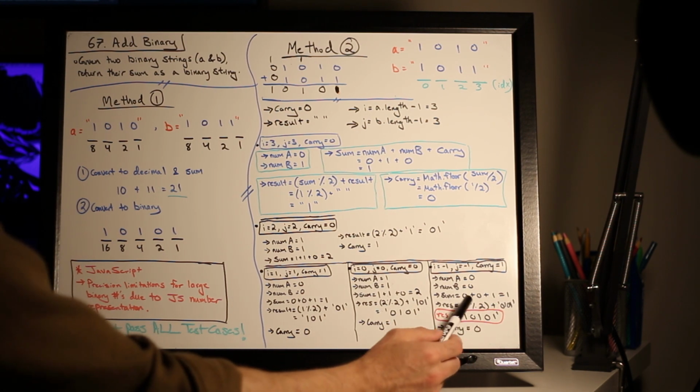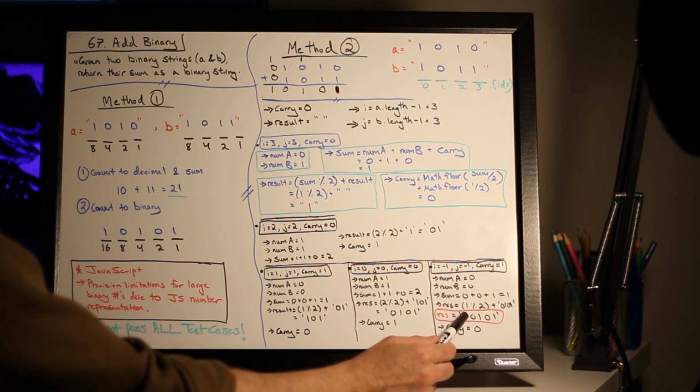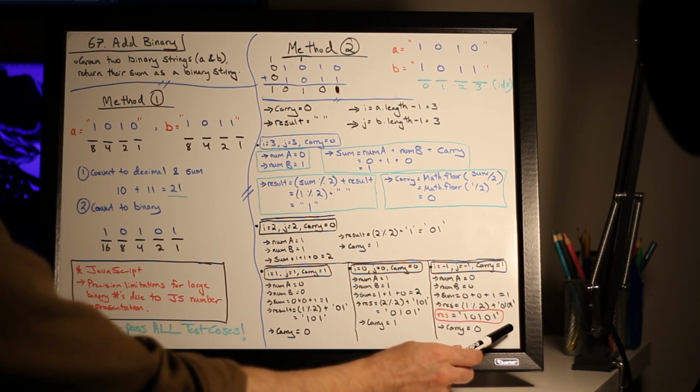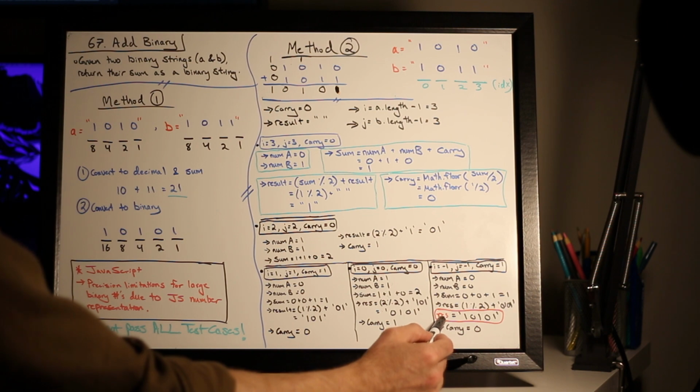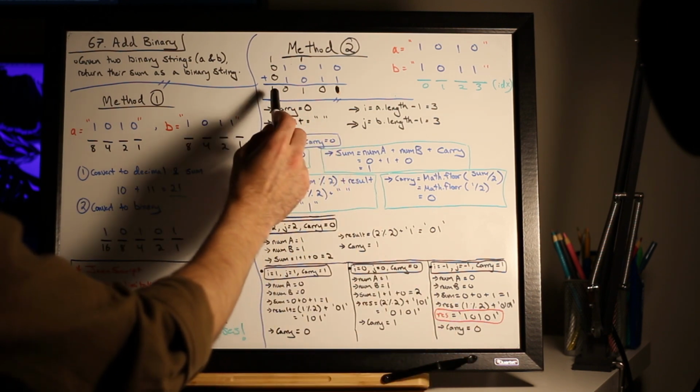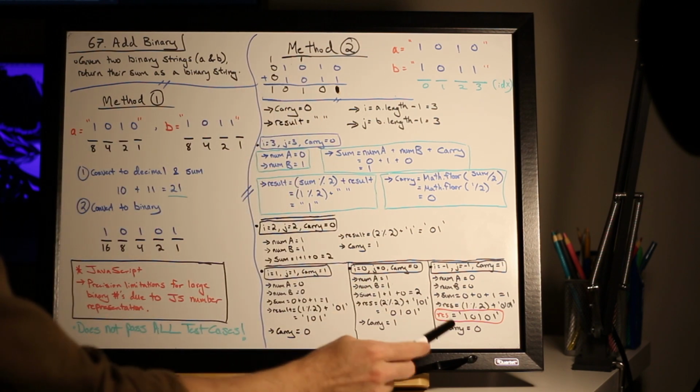So we calculate our sum. Now the result ends up just being 1, 0, 1, 0, 1. Finally, we'll calculate the carryover. There's no carryover remaining, and we can return our final result of 1, 0, 1, 0, 1, which is the same as what I got using this method, and that is the correct answer.